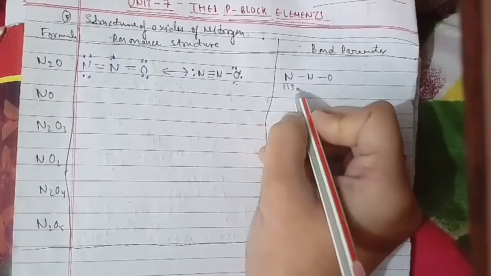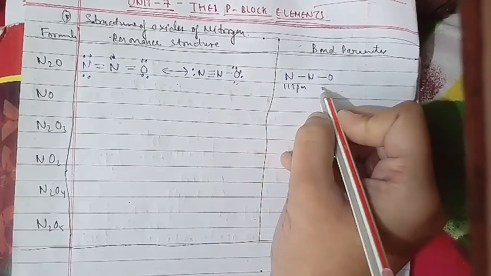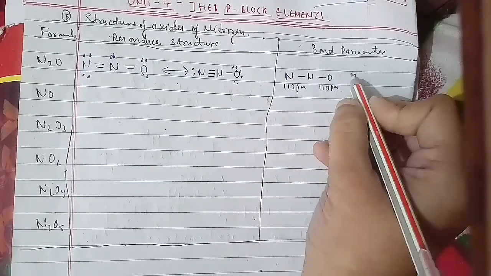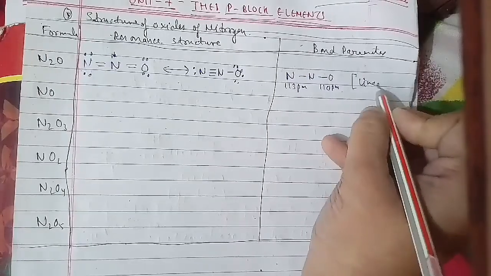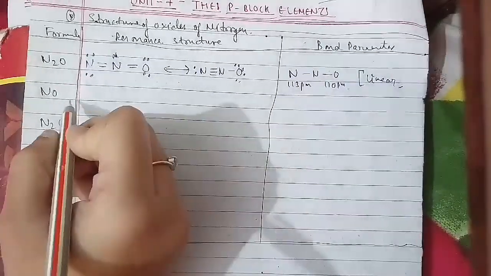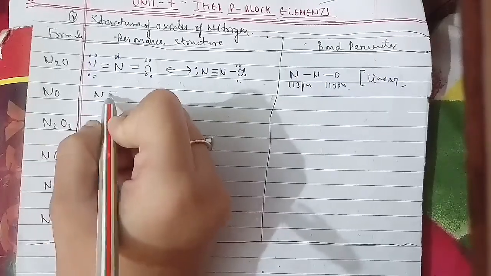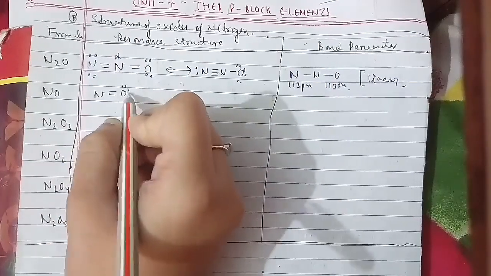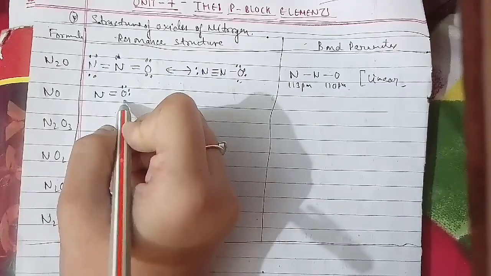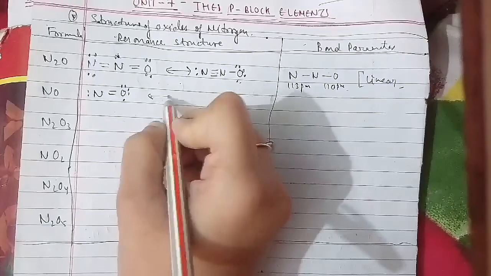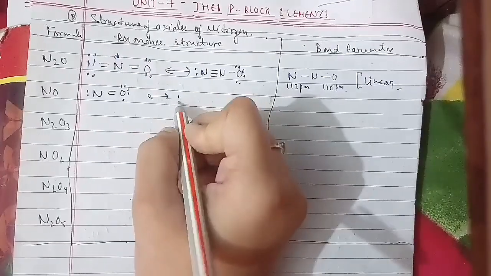Now coming to NO, which is N double bond O. We have 2 lone pairs on the oxygen atom and 1 lone pair here, and then another structure with a double bond to O. The N-O bond length is 115 pm.